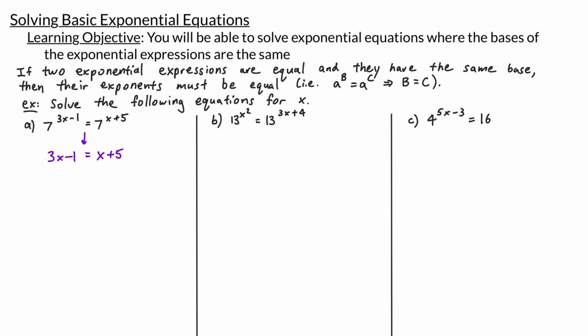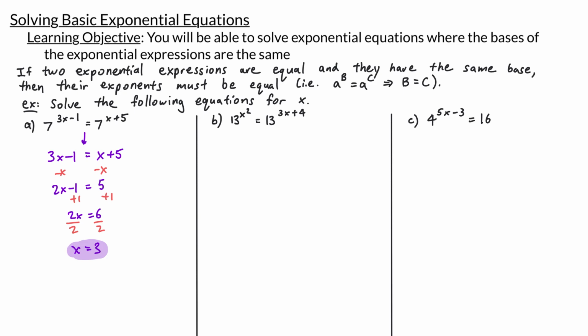If I want to solve for x, well, I'll want to get all the x's on one side and move all the things that don't have x's to the other side. For example, I can subtract x from both sides. This gives me 2x minus 1 equals 5, and then add 1 to both sides. This gives me 2x equals 6, and then all we have to do is divide both sides by 2 to get x equals 3. So this is the solution to our equation.